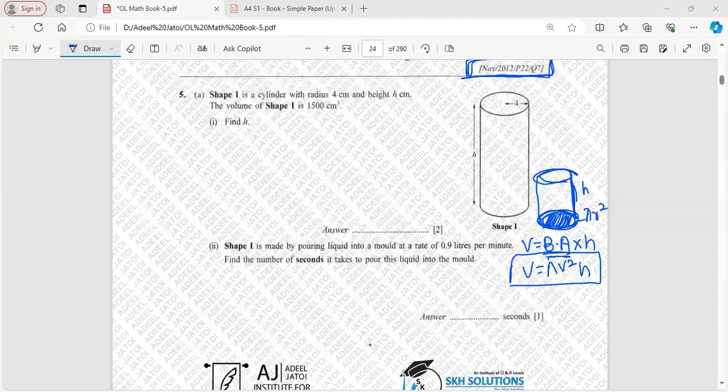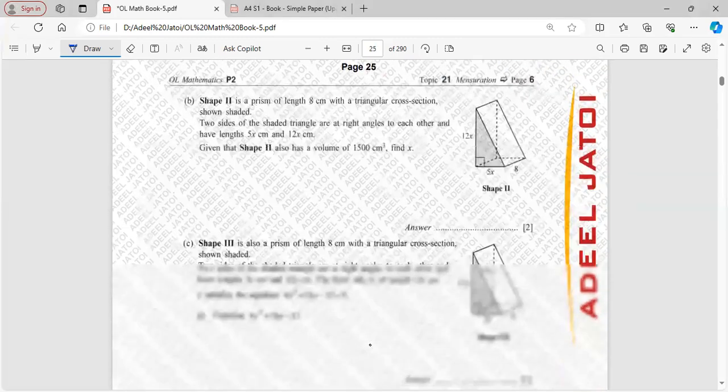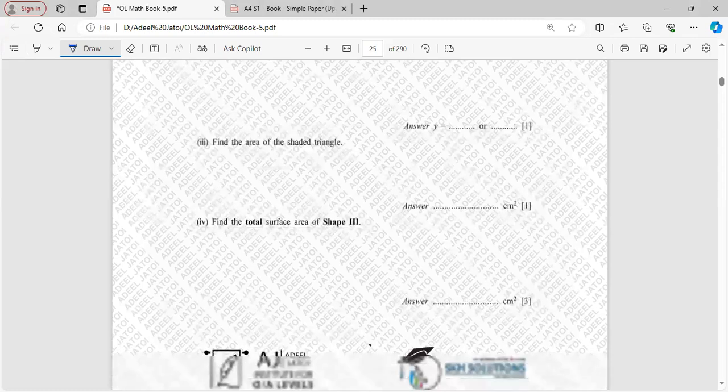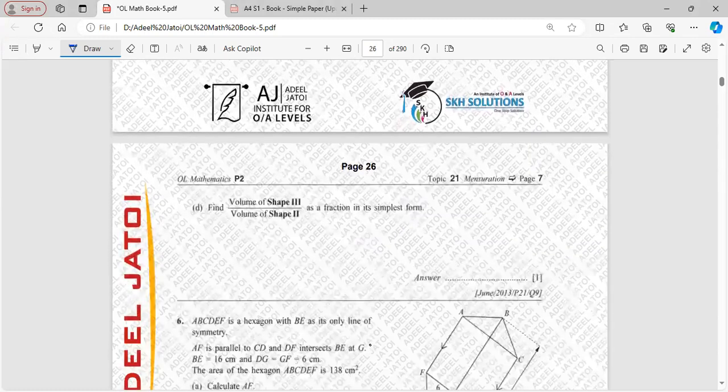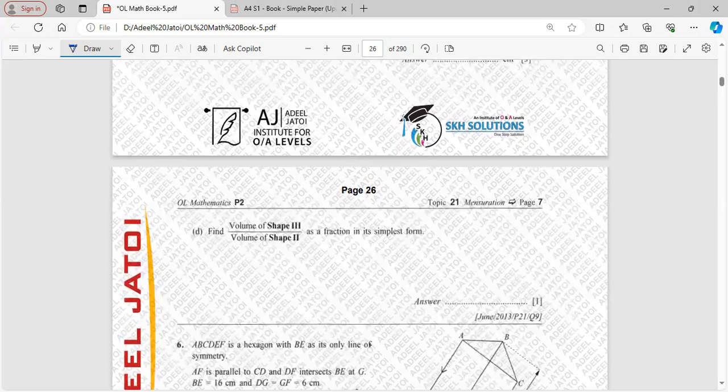Okay, ji. This is question number 5 from the book, and yearly this is a big question. June 2013, paper 21, question number 9.